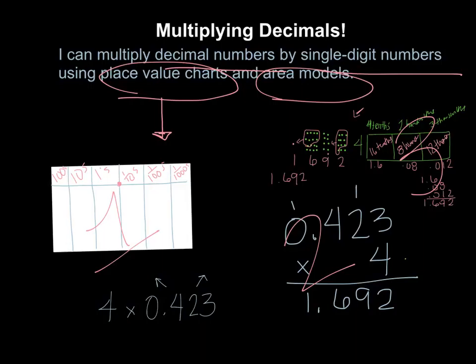So one of these might be your favorite, and you're welcome to use that one. But I want to see that you're able to do all 3. So if we go back to our learning target, hopefully you feel like you can multiply decimal numbers by single digit numbers using place value charts and area models. And this right here, just to make sure you remember the name, that academic vocabulary, standard algorithm. Now I'm going to have you try it on your own on your problem set, and then we'll do our exit ticket.